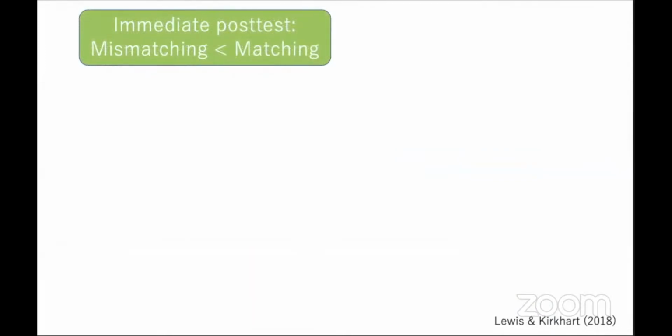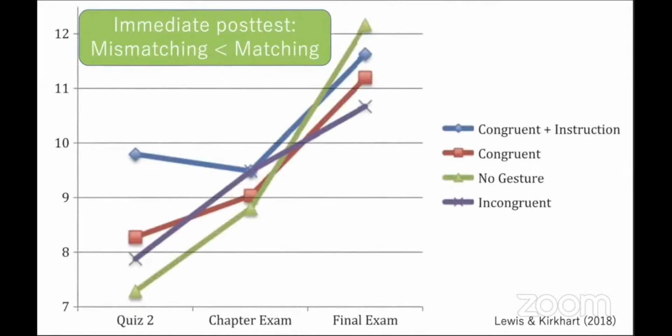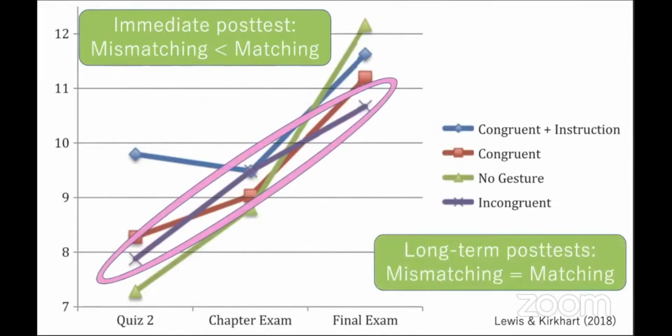Okay. And the results found that for the immediate post test, matching gesture was better than mismatching conditions. So again, it was similar to the Japanese study. Matching was better. However, they also conducted 3 post tests. And you can see the purple one, which says incongruent. This is the same as mismatching gesture. As you can see, there was no difference between matching and mismatching conditions for the long-term post tests. So the results are still inconclusive.